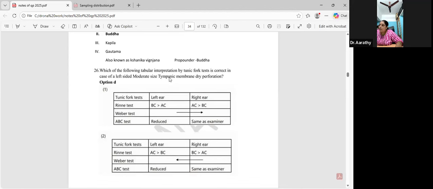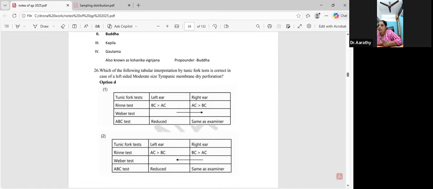In that case, what happens? Your AC will be lesser than the BC, right? Conductive deafness means air conduction will be lesser. BC will be greater. Okay. So while Rinne is taken, Rinne test positive is AC greater than BC. Air conduction is better than bone conduction is Rinne positive. So in this case, how should Rinne test be? It should be negative. That is, BC should be greater than AC because you have a conductive deafness in the left ear. So left ear, BC greater than AC will be the right option.